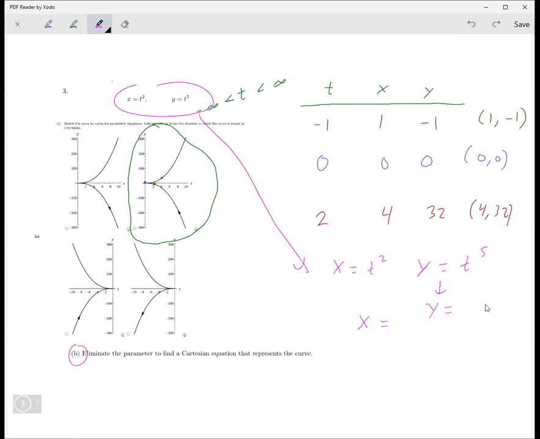Let's start with this one. So y is t squared to the 5/2. Something like that. No, that's not good. Okay.